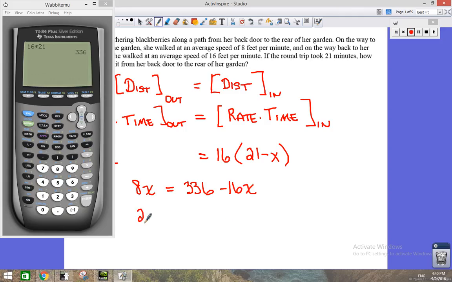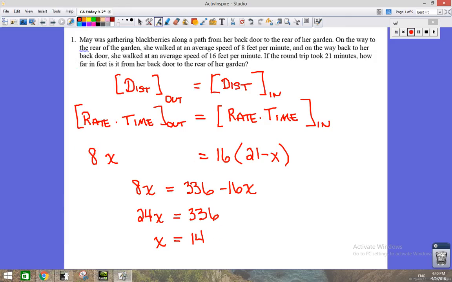To solve this for X, let's add 16X to both sides. Let's divide by 24, which is probably 14. So remember that my variable was the length of time that it took for her to walk out to the edge of her garden. So that's in minutes. And that's the length of time that it took for her to walk out to the edge of her garden.